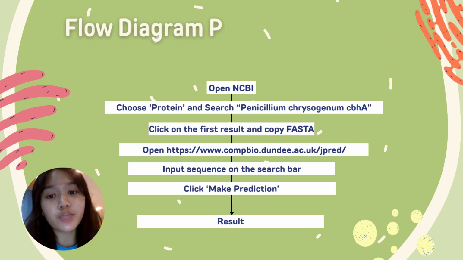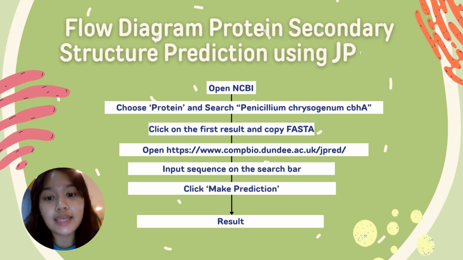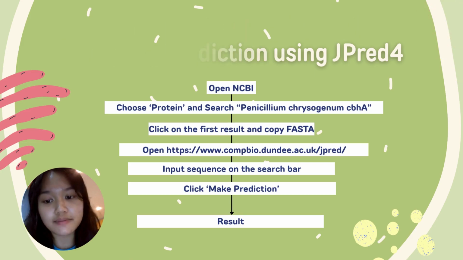For protein secondary structure prediction using GOR IV, the first step is getting the protein sequence from NCBI, and then open the GOR IV server, and the next step is to input the sequence in the search bar. Next, click make prediction, and the result is obtained.